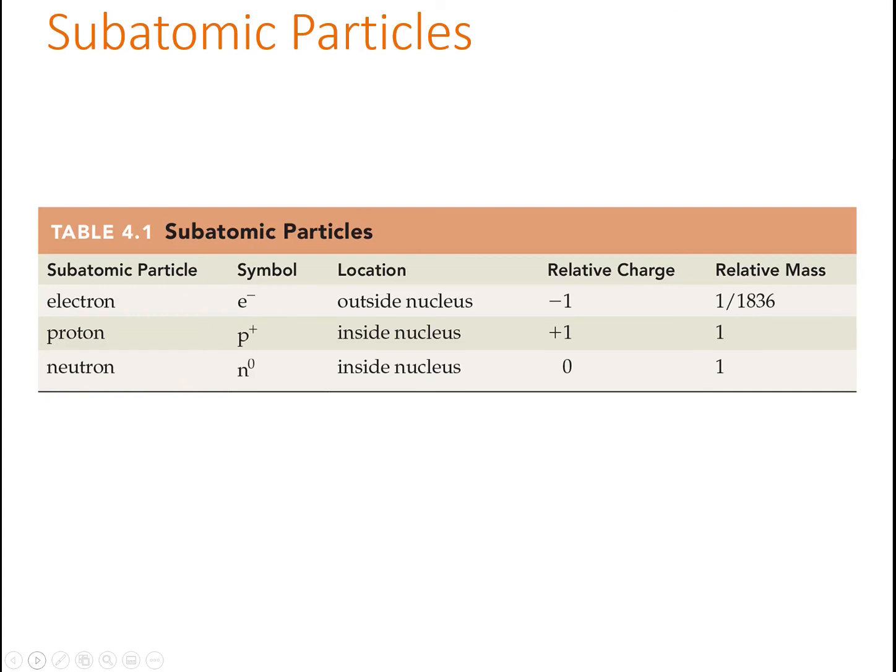So to summarize the subatomic particles that we're going to learn about in this class, which is based on the Rutherford model, we've got the electron. Here's its symbol, the e with the negative sign. It's located outside of the nucleus, and its relative charge is -1. I'm not going to have you worry about the mass too much, the relative mass. Just know that it's small, okay?